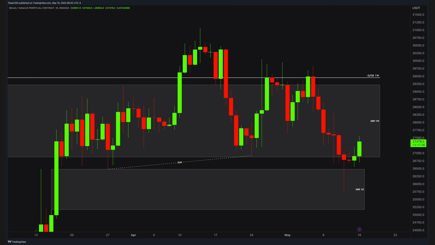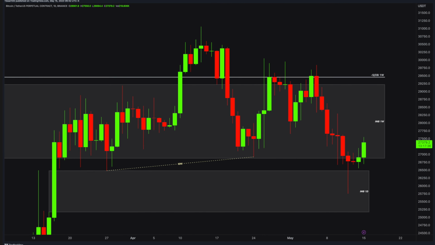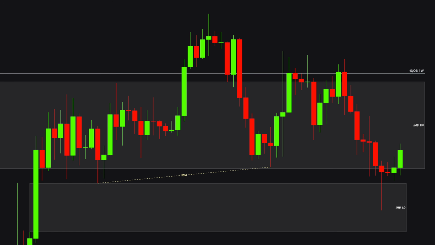So, what is happening here? Notice the inducement right here. Price hunts the liquidity and makes a swing failure pattern. And it is majorly filling this nice big daily imbalance. What a perfect reaction point.